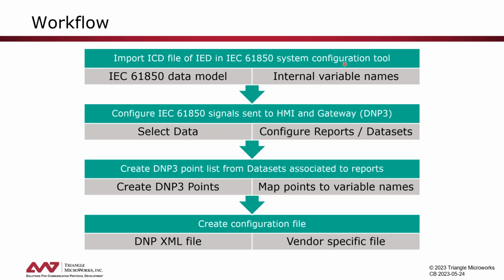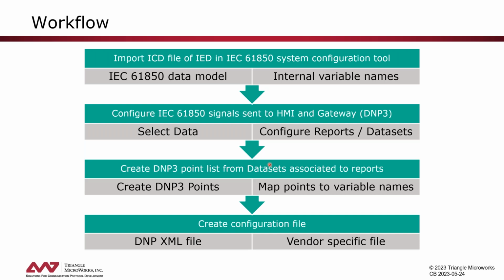So we would import our ICD files for the IEDs in the 61850 world. And as I mentioned, the devices that support both IEC 61850 and DNP3 also have an ICD file. We would then configure the signals that we send both to the HMI and gateway using 61850 signals, but keeping in mind that for the ones to the gateway, we will use DNP3 points. From the data sets, as has been shown before for the gateway mapping, we can now extract the information that we need to create the DNP3 points.